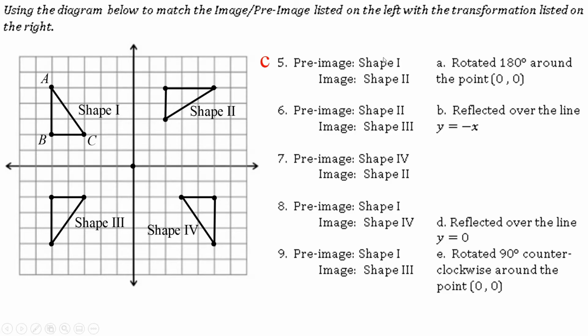Okay, notice how I crossed out C over here in the transformations. We can't use any one of these twice. Although I believe with 270 degree rotations and 90 degree rotations, there may have been 2 possible transformations that work for the answer. But that's okay. As long as you're correct, I will give you full credit. Okay, so number 6. The pre-image is shape 2, and the image is shape 3.